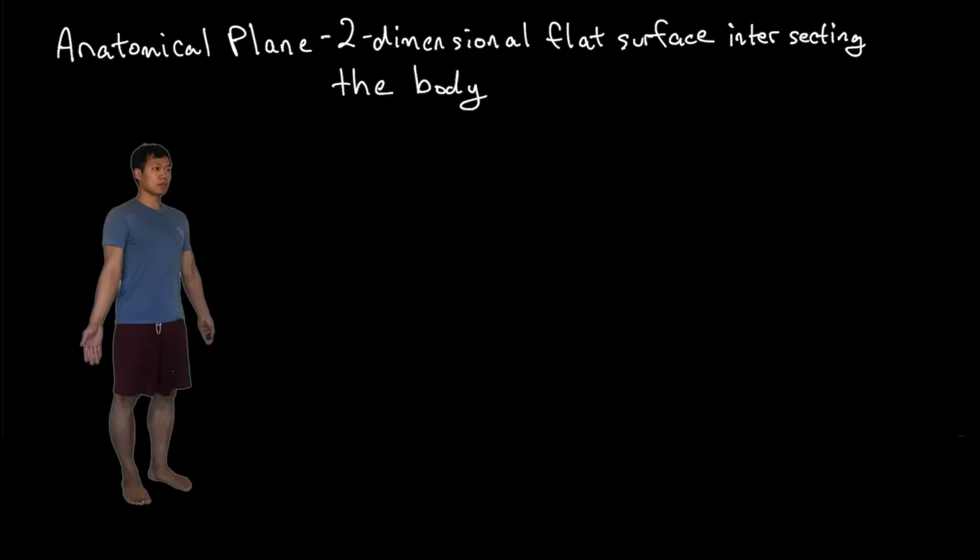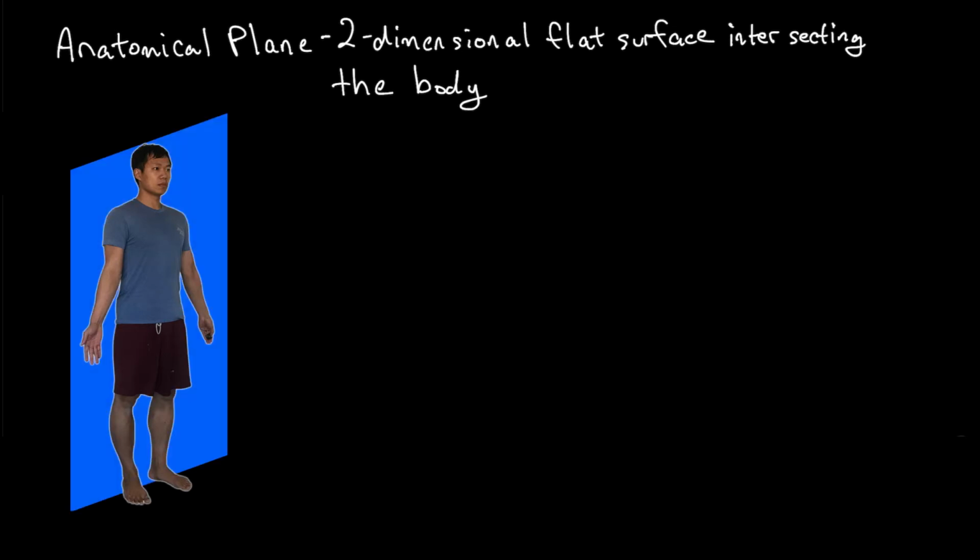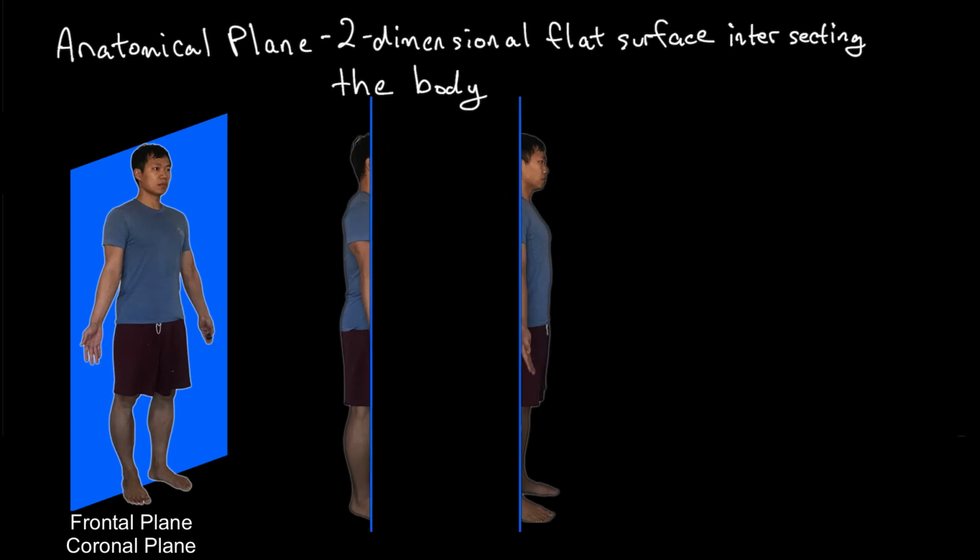Here's a picture of me in anatomical position at about 45 degrees. Now imagine you have a piece of paper. There are three main ways I can make this piece of paper split the body. If I have this piece of paper cut my body this way, then this is called the frontal plane, also known as the coronal plane. This splits up the body into a front half and a back half.